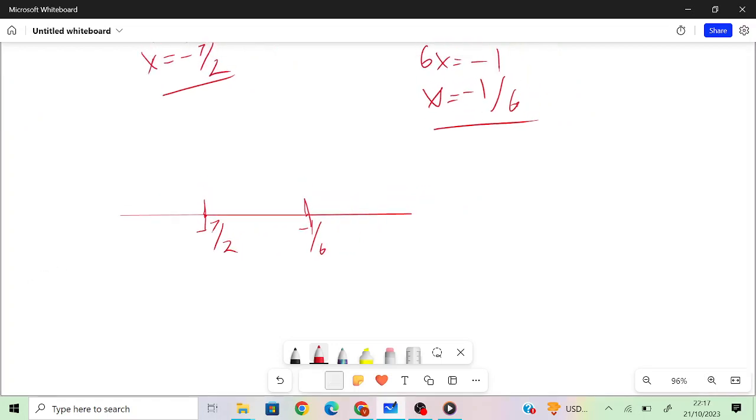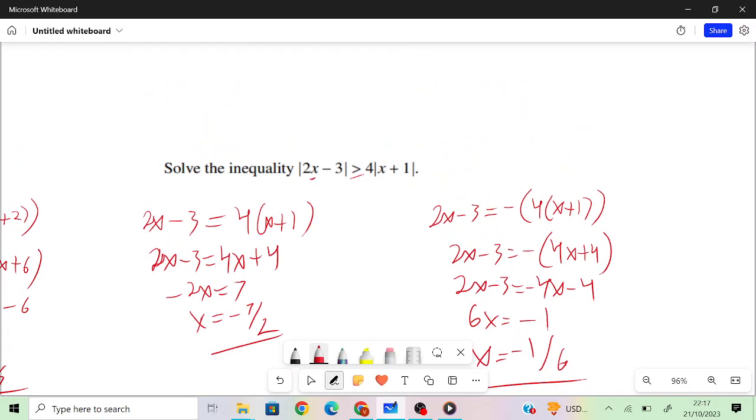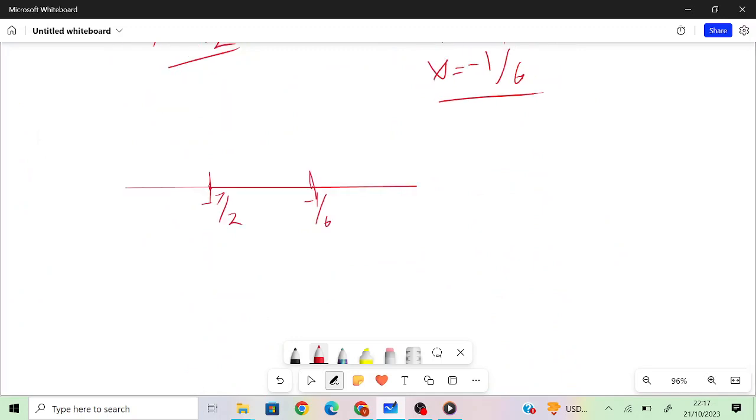So let's take a value greater than minus 1 over 6, let's say 0. If I put 0 over here, I have 2 times 0, which is 0, minus 3 eventually becomes positive 3. And if I put 0 here, I have 0 plus 1, which is 1, times 4, which is 4. And is 3 greater than 4? No, 3 is not greater than 4, hence anything above minus 1 over 6 does not work.